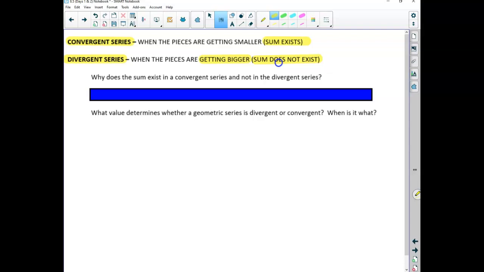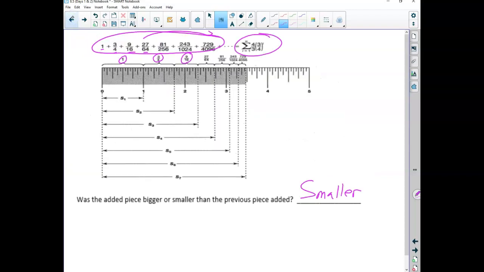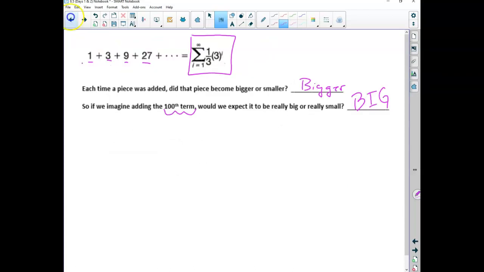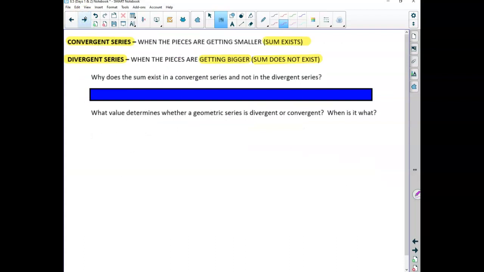Okay, so the next question we have in line here is, why does the sum exist in a convergent series and not a divergent series? Well, did you pay attention to all of these? Hey, my pieces are getting smaller. This is a convergent series. Here my pieces are getting smaller. Are you connecting the dots between your functions? It's convergent. This one, ooh, my pieces are getting bigger. This is a divergent one. This one, my pieces are getting smaller. It's convergent. Did you pay attention to those as we went along?